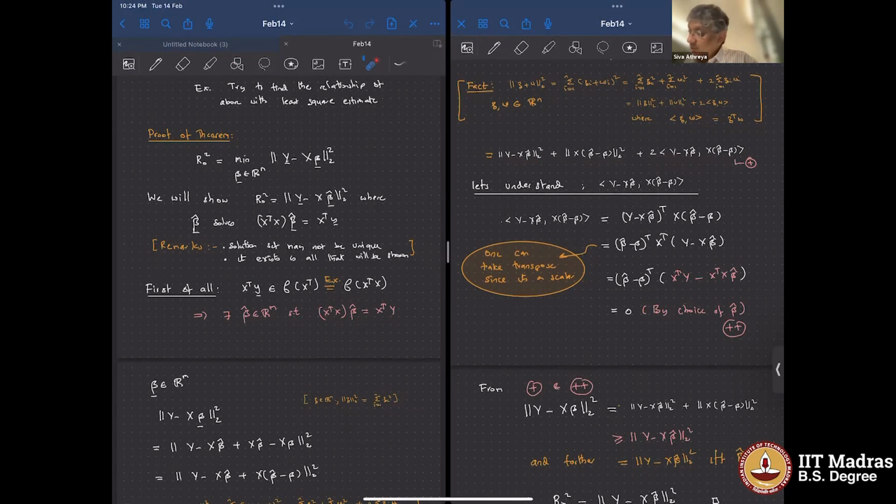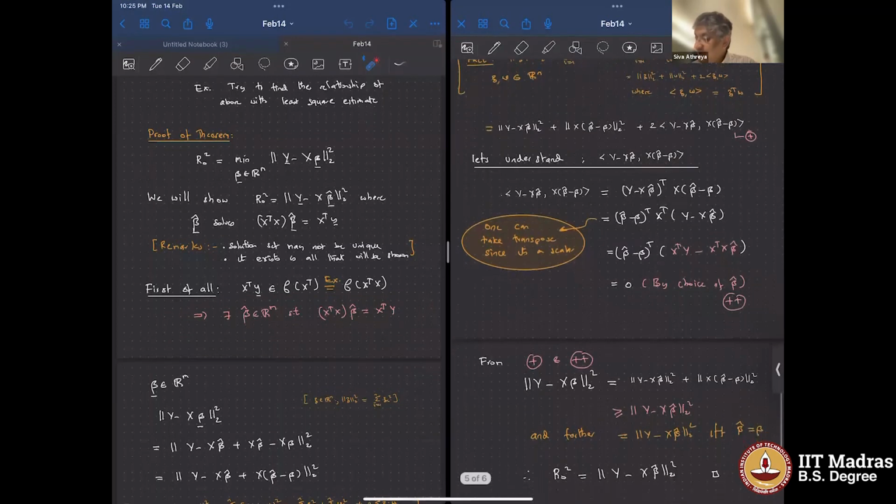Once I do this, I say, okay, let's try to understand this term right here. If I do the expansion, it is just a transpose times the vector. It's a scalar, so I can take the transpose of it, and that becomes this transpose times this. I leave the first factor as it is, and the x transpose I take inside. So I get x transpose y minus x transpose x beta. And lo and behold, that matches exactly how I picked my beta hat. So it becomes 0.